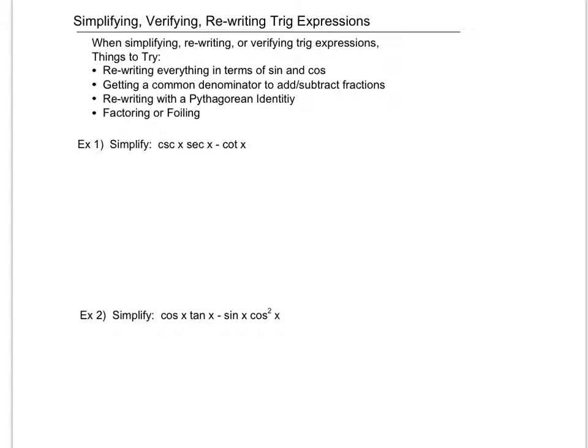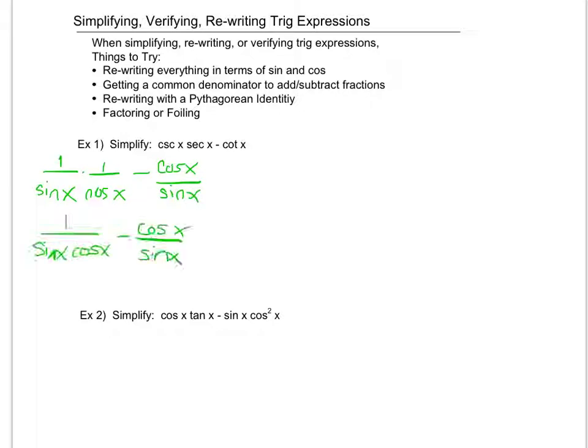So I'm going to go ahead and use my suggestions here, and I'm going to try rewriting this in terms of sine and cosine. So cosecant is 1 over sine x times 1 over cosine x equals, subtract cotangent, which I know cotangent is cosine of x over sine of x. So notice that I now have a fraction. I have the fraction 1 over sine x cosine x minus cosine x over sine x. So now I'm going to try to go ahead and get my common denominator.